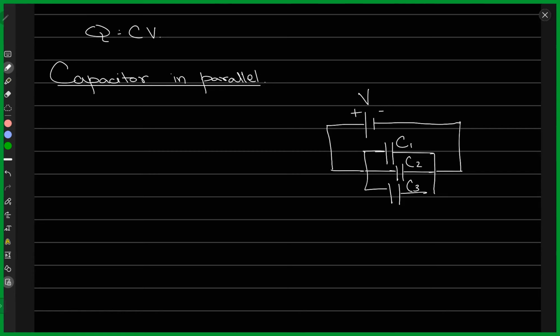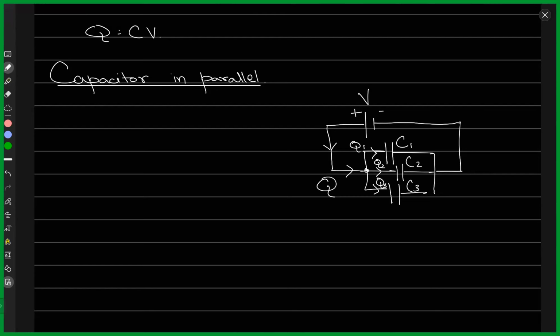If I'm connecting this battery to these parallel capacitors, what is going to happen? Charges are going to start to flow. A charge will start flowing from here, so it will go like this. Essentially a charge Q flows this way, and it splits into three parts: some Q1, some Q2, and some Q3 go into the respective capacitors C1, C2, and C3.